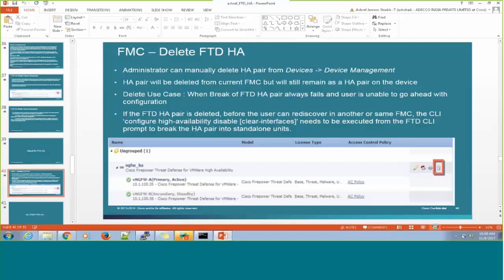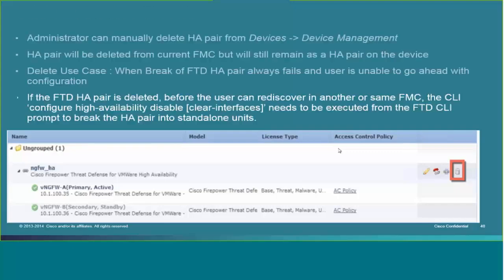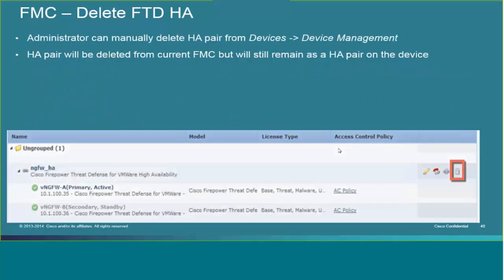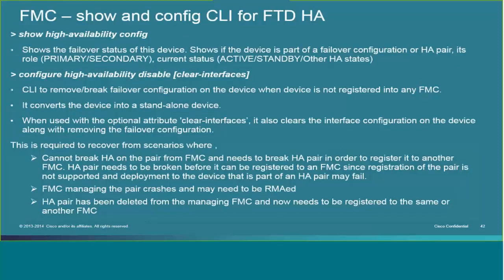Next, let's move on to certain CLI commands that you have for your FTD. First is show high availability config. This will show you something similar to show failover. It will talk about which is primary, which is secondary, what are the statistics across it, all that.